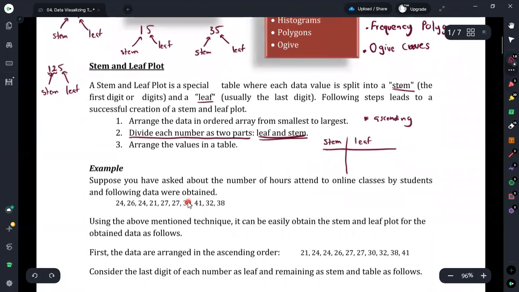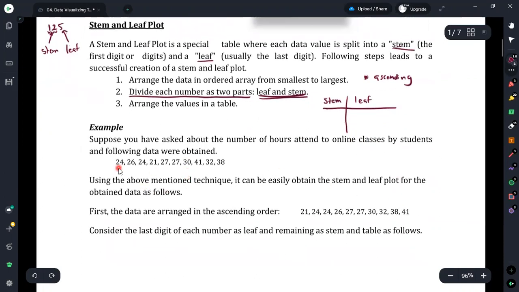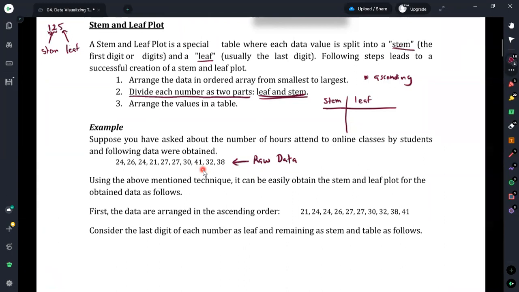Here you are asked to collect data regarding the number of hours that students attend online classes. Here we can see the number of hours they have spent. The data points are 24, 26, 20, again 24, 21, 27, likewise 41, 32 and 38. This is the raw data that you have collected, because you have not prepared this data. This is the first-hand data.